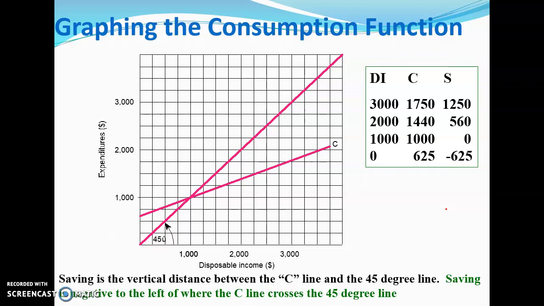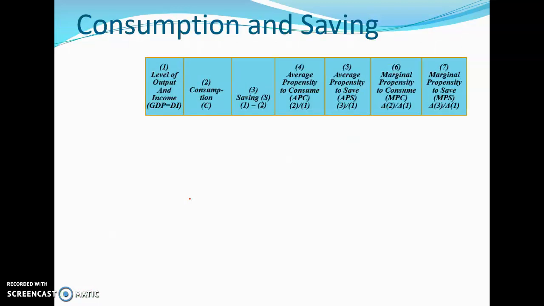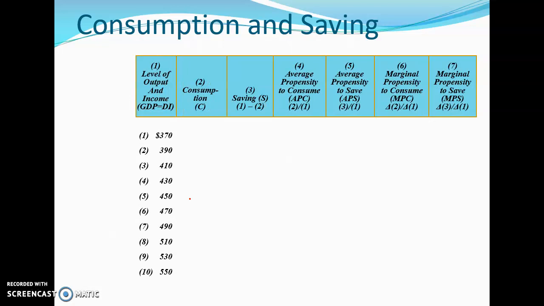Now, saving is actually the vertical distance between the consumption line and the 45-degree line. Saving is negative to the left of where the consumption line crosses the 45-degree line. Why? Because, as I have already discussed, here your consumption is greater than the disposable income. Whenever the consumption is greater than the disposable income, the savings are negative, and whenever the disposable income is greater than the consumption, the savings are positive, and when both are equal, savings are equal to 0. This is the saving, that is equal to minus 625. And why is it negative? Because your income is less than the consumption.